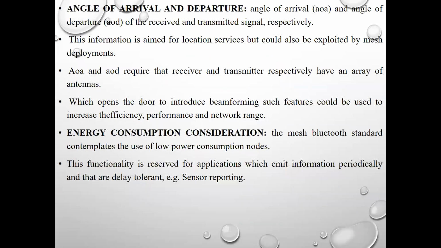Angle of arrival: what is the angle of arrival? It uses a single antenna. For transmitting data in a mesh, at least we have to use 2 antennas. Using a single antenna causes the delay of messages. Energy consumption: the Bluetooth mesh standard contemplates low power consumption. The functionality is reserved for applications with infrequent information, periodically, and data delay.